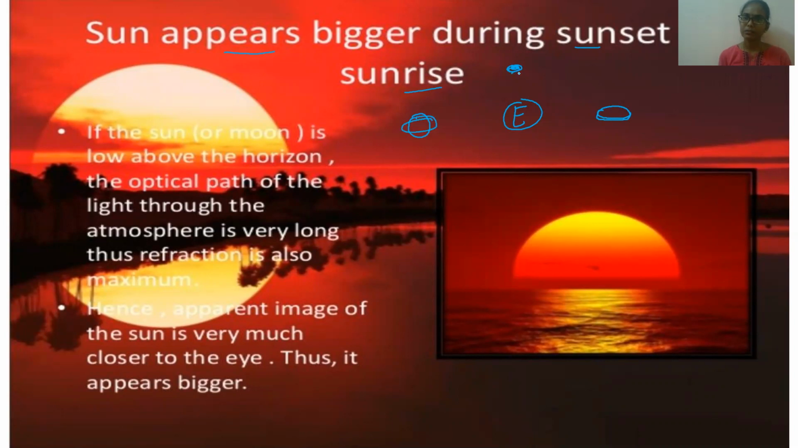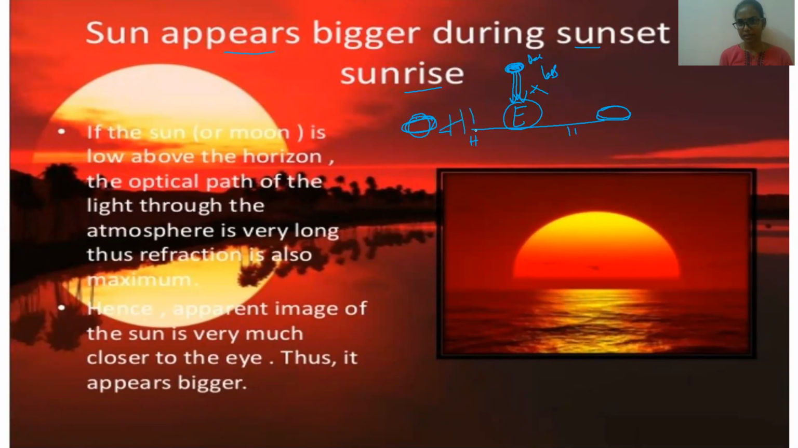When it is at the zenith, what happens? The rays from the sun come almost normally, so we cannot see much refraction. Less refraction, so we can see the actual size only. But when it is coming from the denser horizon position, it needs to cover a greater distance, and the ray needs to come in a bending manner.